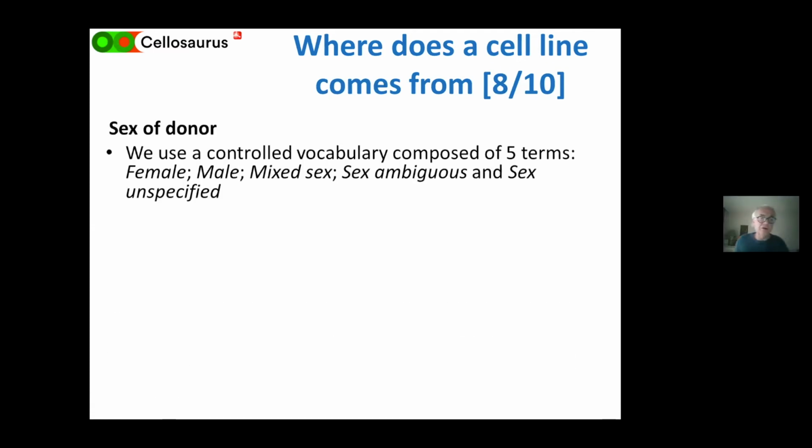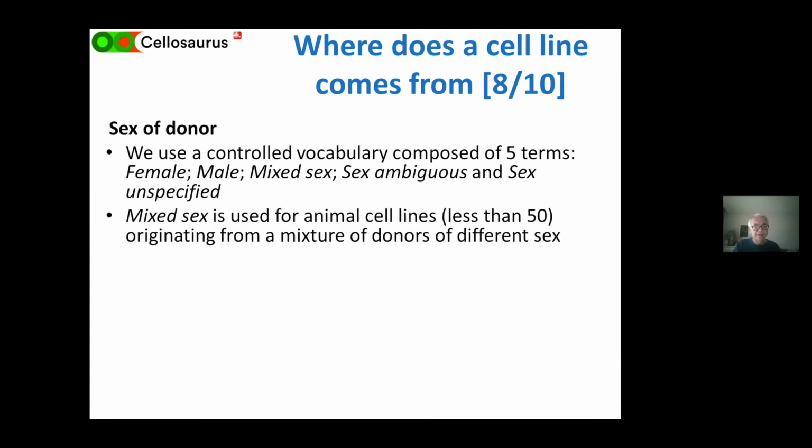Now, sex of donor, that's very important. And we use a controlled vocabulary, which is composed of 5 terms: female, male, mixed sex, sex ambiguous, or sex unspecified. Now, of course, everyone understands what female or male is. Mixed sex is used for animal cells, where the donor was a mixture of animals of different sex. Believe it or not, people have created some cell lines where they've used, for example, a litter of mink, and just homogenized all of those mink embryos and created cell lines which sometimes are a mixture of different sex.